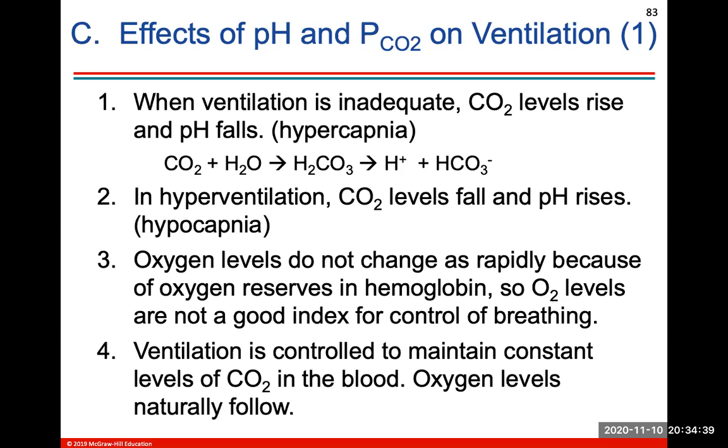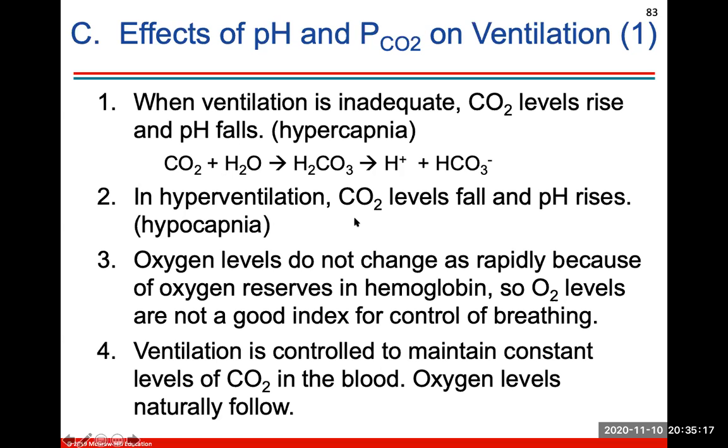Something else about breathing is that when ventilation is inadequate, your carbon dioxide levels will rise. Carbon dioxide normally breaks down into hydrogen ions in the blood. If you have too much carbon dioxide held within your lungs, your blood will become more acidic and your pH levels will fall. In hyperventilation, carbon dioxide levels will fall and pH levels will rise, the opposite effect. So when ventilation is inadequate, carbon dioxide levels rise and pH levels fall. It becomes acidic in your blood.